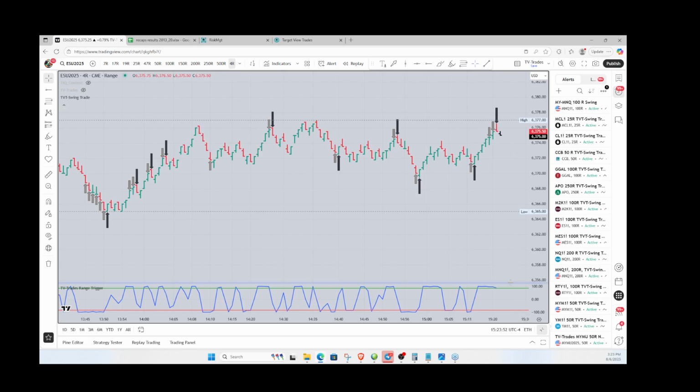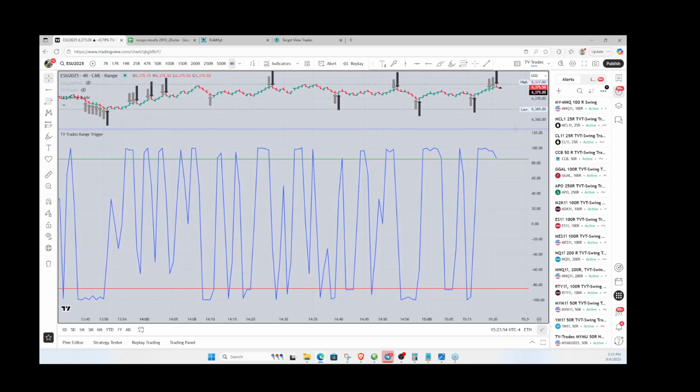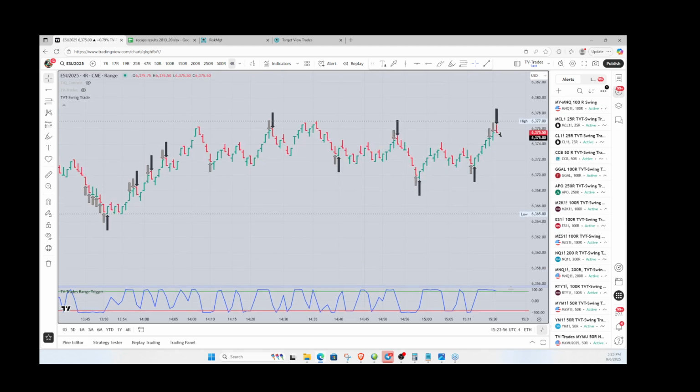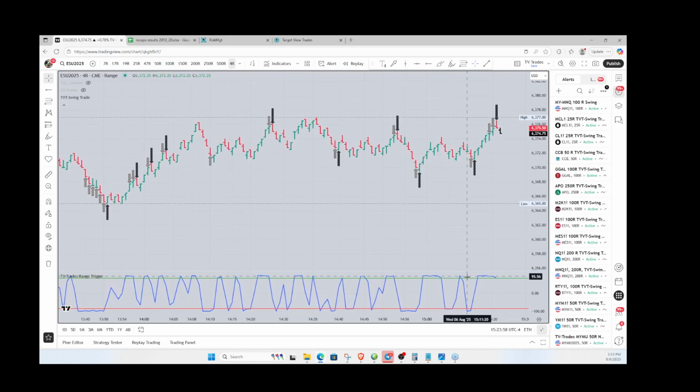Now, see, does that look like it crossed down? It didn't. See, so the trigger is going to give you some information, but it's not going to give you the complete picture. Okay, but you did get the down close right there.